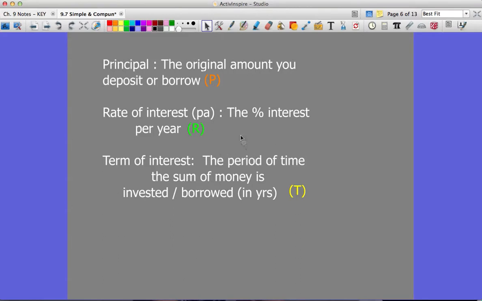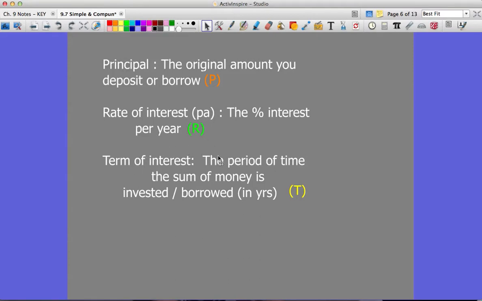First, we have to talk about these different pieces to our puzzles. The principal is the original amount you deposit or borrow. We use P in our formulas to stand for the principal. The rate of interest, per annum, is the percent interest per year. Typically, we use R to stand for the rate of interest.